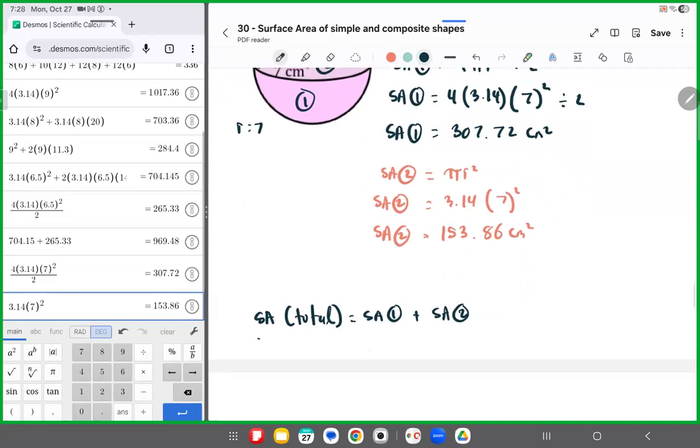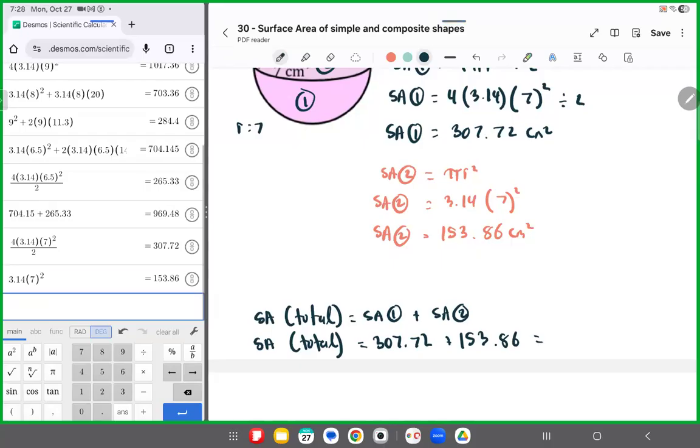So this total surface area will be equal to 307.72 plus 153.86. And when we add those together, 307.72 plus 153.86, we end up getting 461.58. And again, these were in centimeters squared. So we'll go ahead and box our answer for these. So these have more steps to go through, but again, we don't need to be as concerned about them.